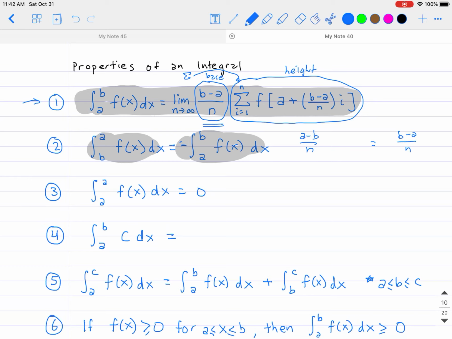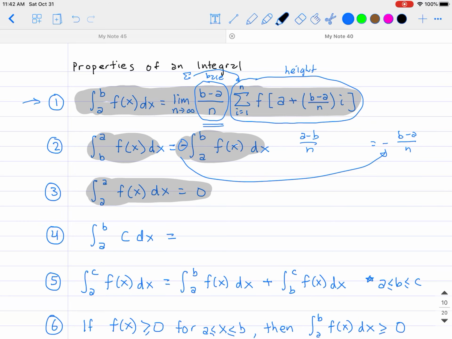And you'll notice what's going to happen is the base is going to change. In one case on the left, it's going to be a minus b over n, and then the case on the right is going to be b minus a over n. Because there is a negative on the right-hand side, those two are going to be equivalent to each other. So you can swap the integral so that the lower bound becomes the upper bound and vice versa by just introducing a negative in front.